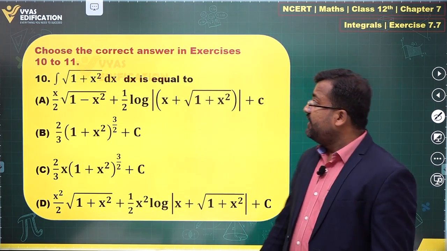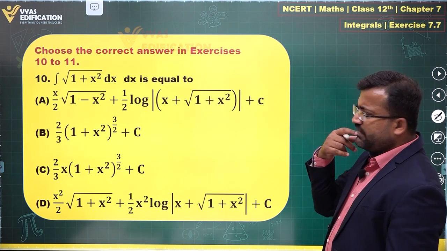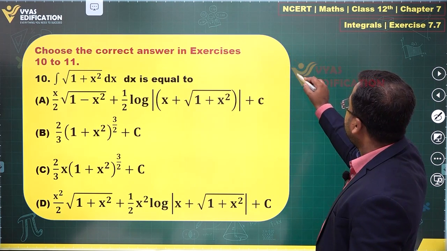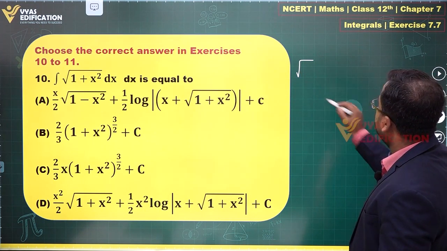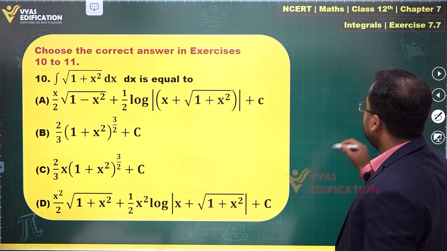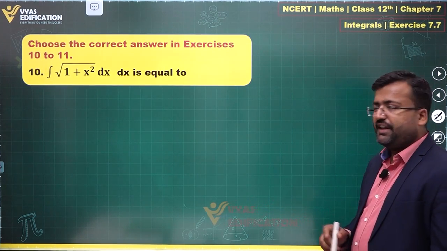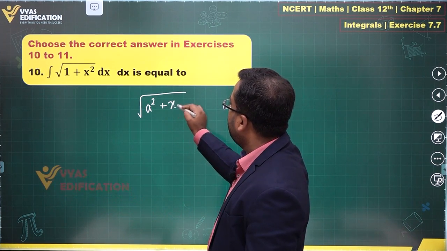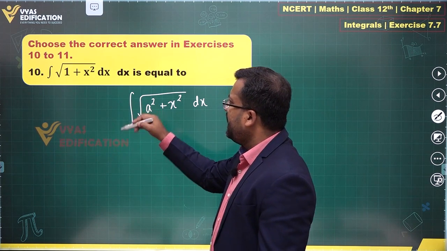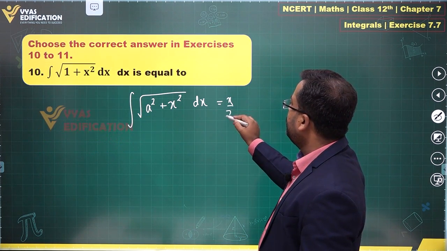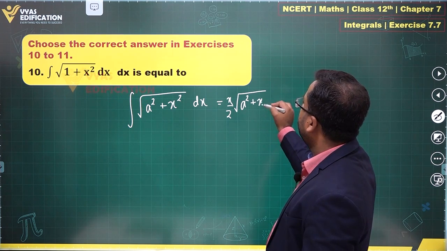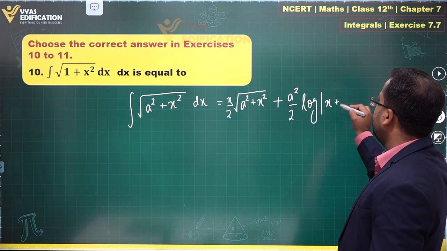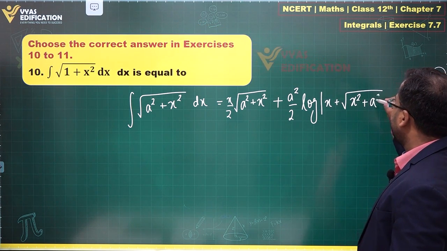In the 10th question we have the square root of 1 plus x square. This is not difficult, that can be handled directly. The integral of the square root of 1 plus x square dx is a direct formula application. Let me write the formula over here: the integral of the square root of a square plus x square dx, where instead of a we have 1, is equal to x by 2 times the square root of a square plus x square, plus a square by 2 log modulus x plus the square root of x square plus a square.